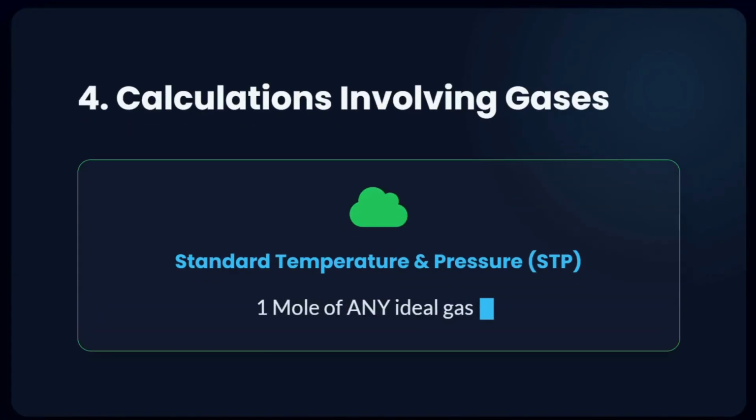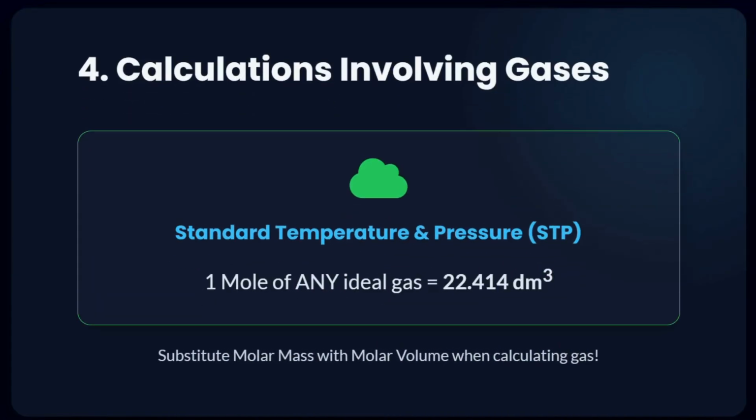Finally, calculations involving gases. At standard temperature and pressure, 1 mole of any ideal gas occupies exactly 22.414 decimeter cubed. Whenever a question asks for gas volume at STP, just swap out molar mass for this molar volume in your bridge.